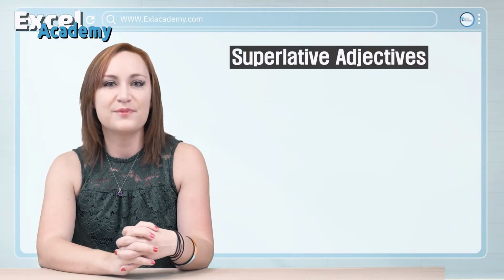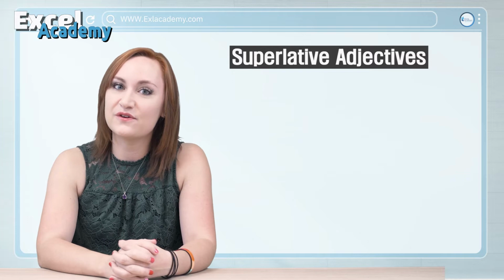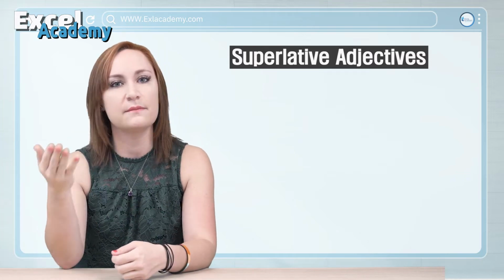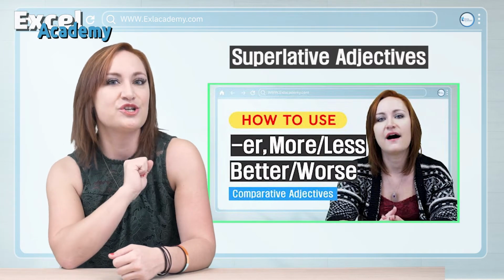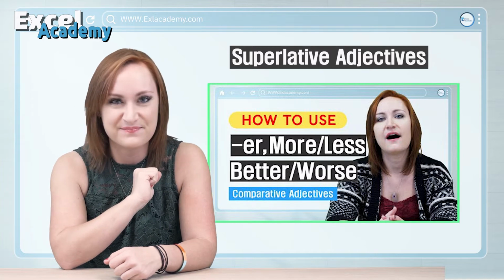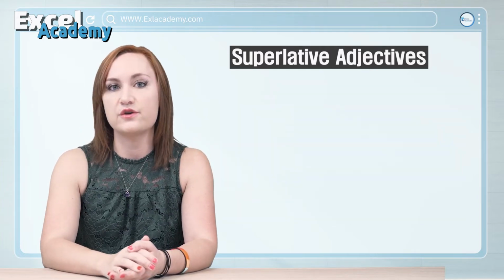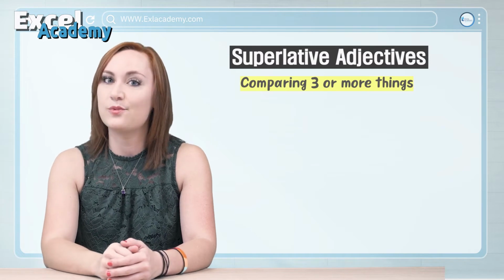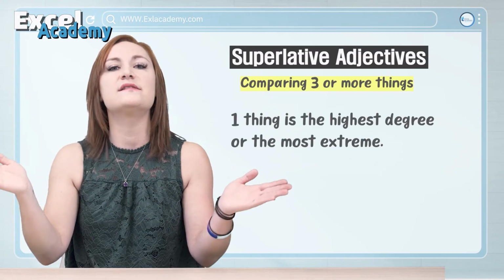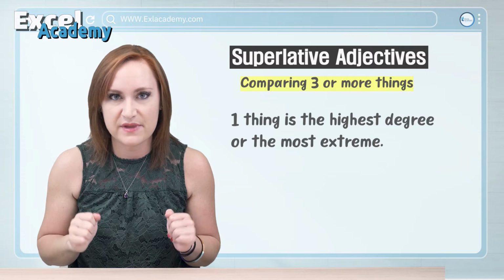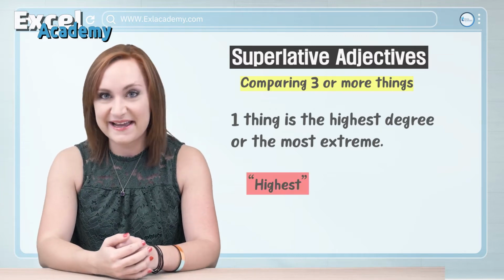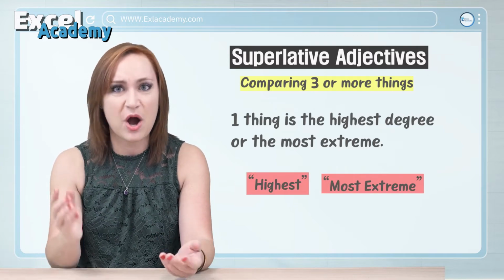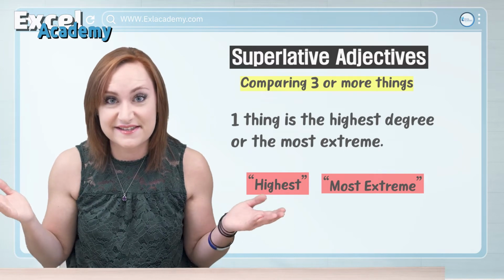Now, on to superlative adjectives. It's helpful to first understand comparative adjectives, so be sure to check out our video on that. Superlative adjectives are used when comparing three or more things, and they describe one thing as being of the highest degree or the most extreme. In fact, the word highest and the phrase most extreme are themselves superlatives.